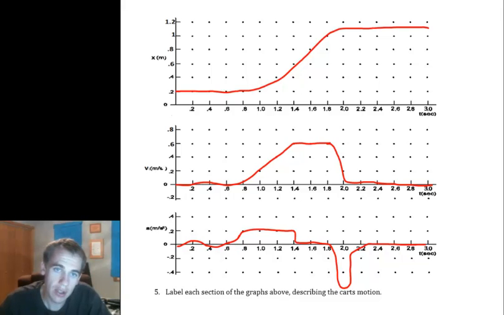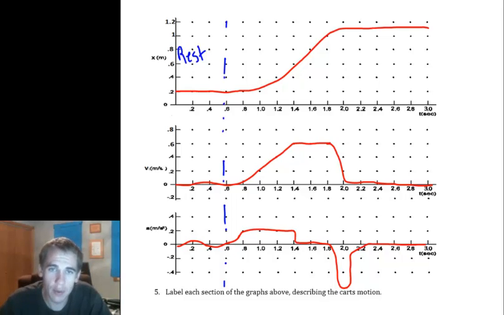In fact, it's especially easy to do this since all these graphs are lined up, and they all show the same motion. So for these first 0.6 seconds when I did this, this was the cart at rest. I hadn't let go of it yet, so it hadn't started to move away.